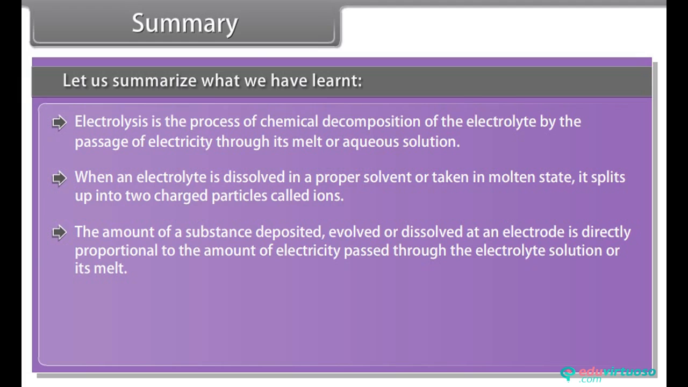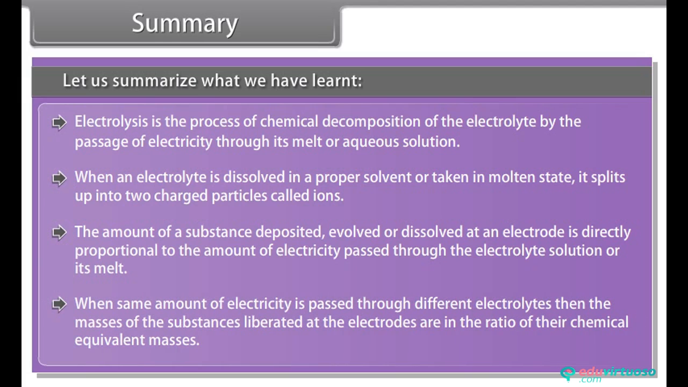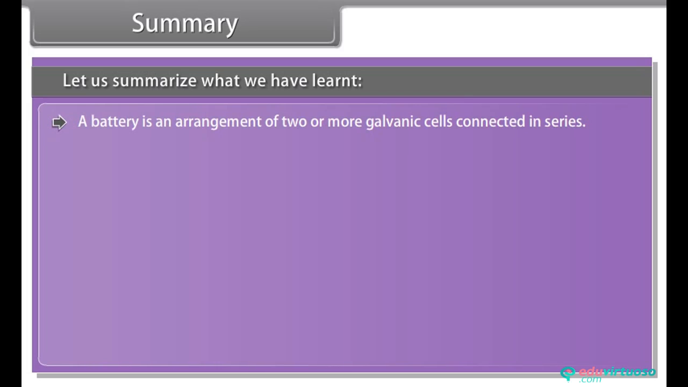The amount of a substance deposited, evolved or dissolved at an electrode is directly proportional to the amount of electricity passed through the electrolyte solution or its melt. When same amount of electricity is passed through different electrolytes, then the masses of the substances liberated at the electrodes are in the ratio of their chemical equivalent masses. A battery is an arrangement of two or more galvanic cells connected in series.